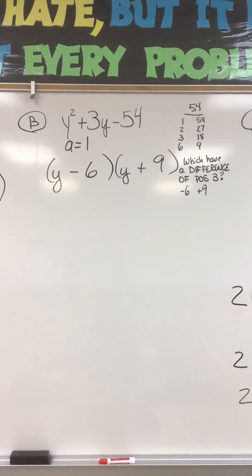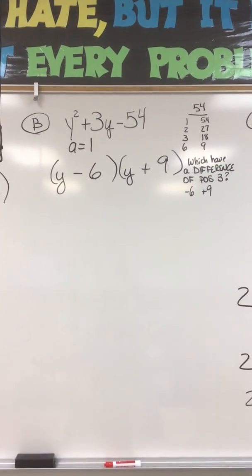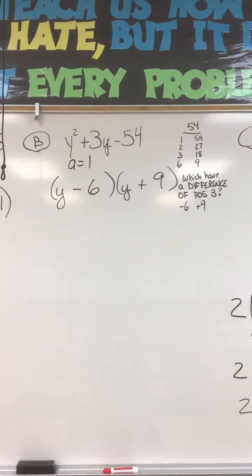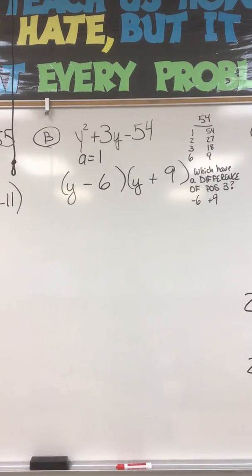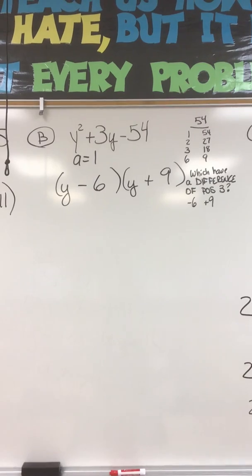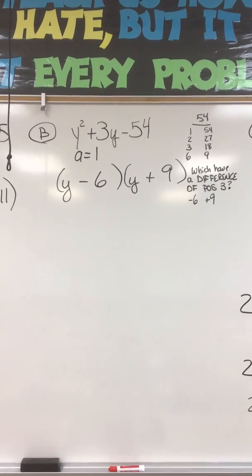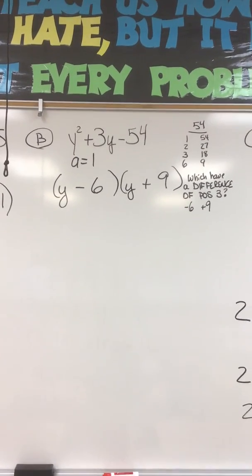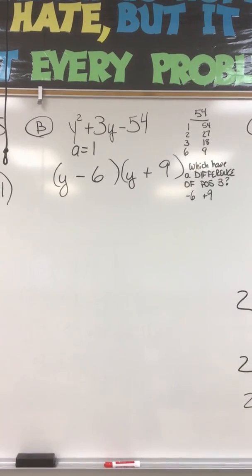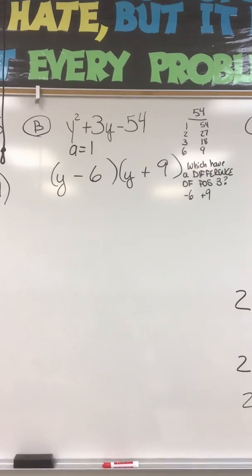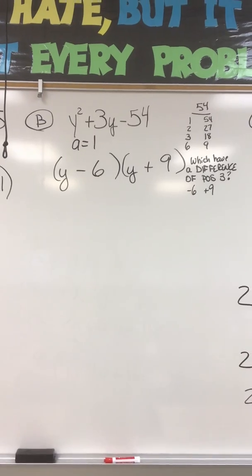Y times y is y squared. Y times 9 is 9y. Negative 6 times y is negative 6y. Positive 9y and negative 6y gives me that positive 3y in the middle. And negative 6 times positive 9 is negative 54. So I checked my work, I'm done.